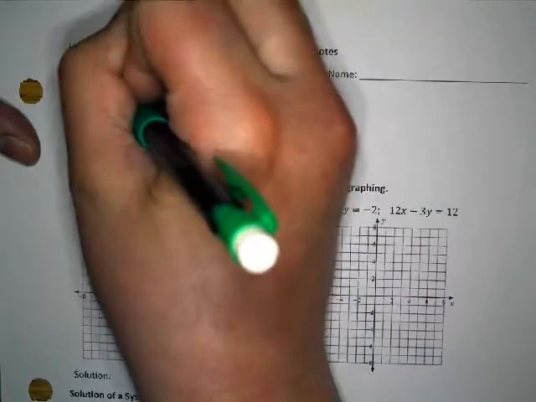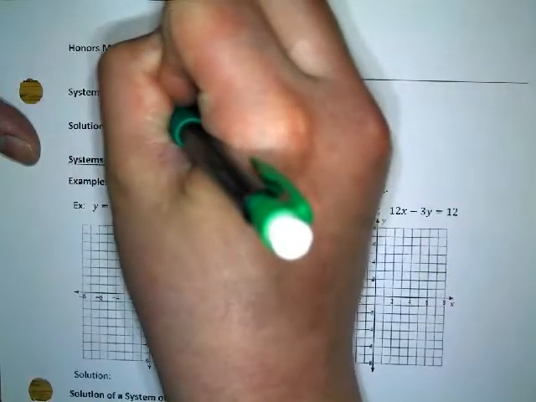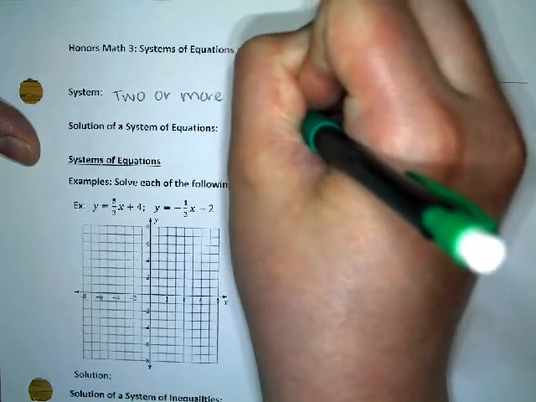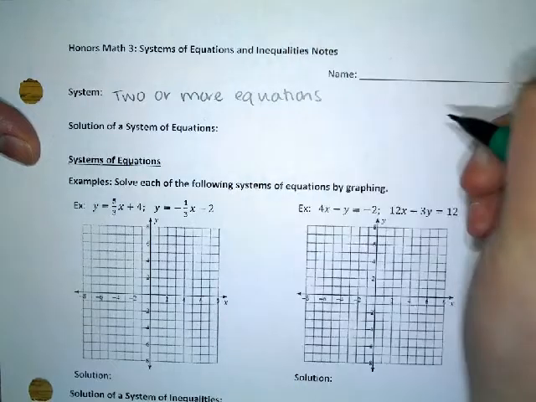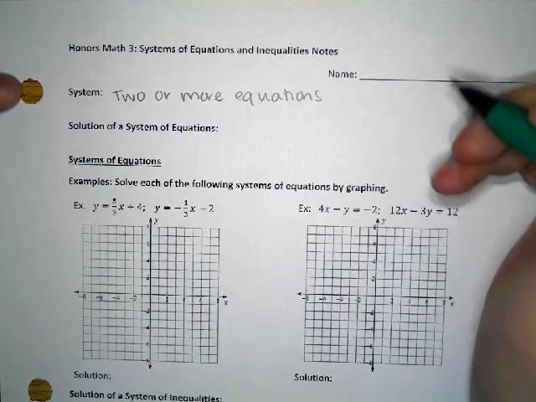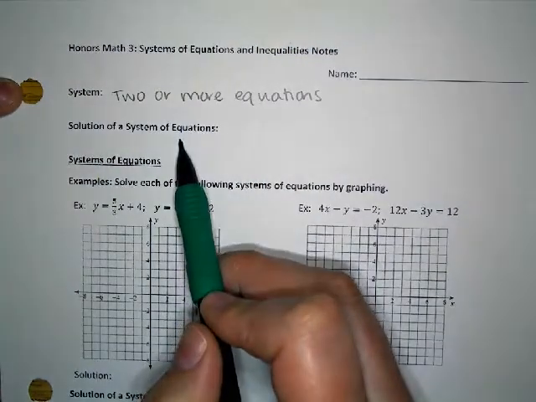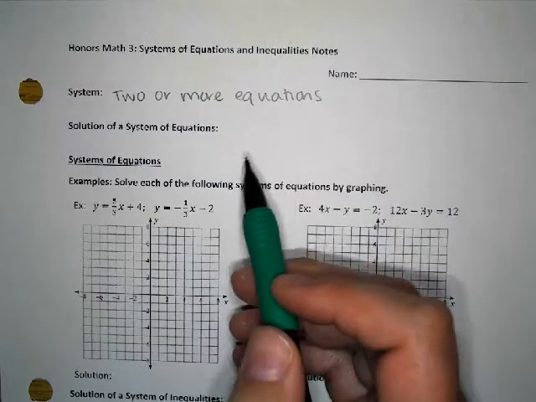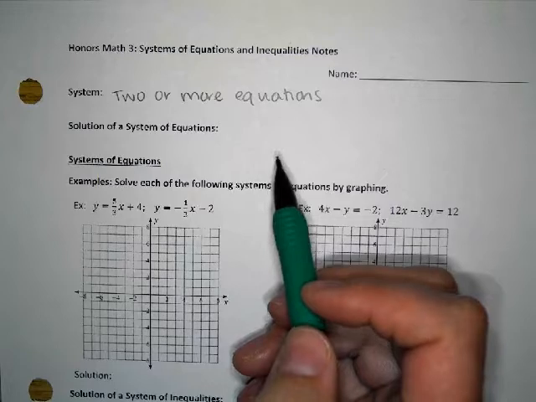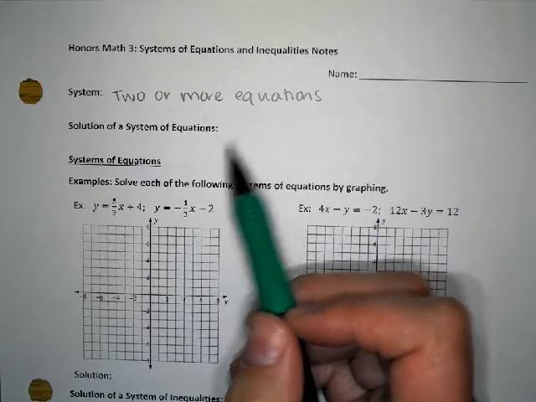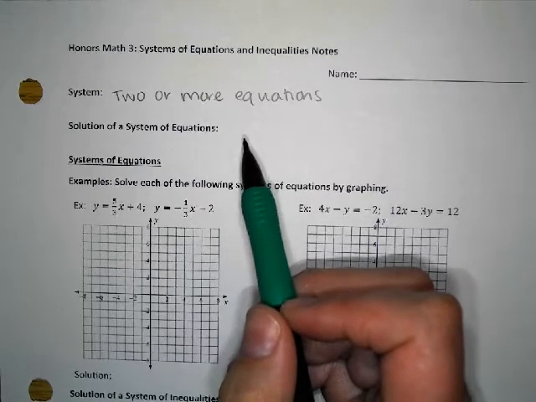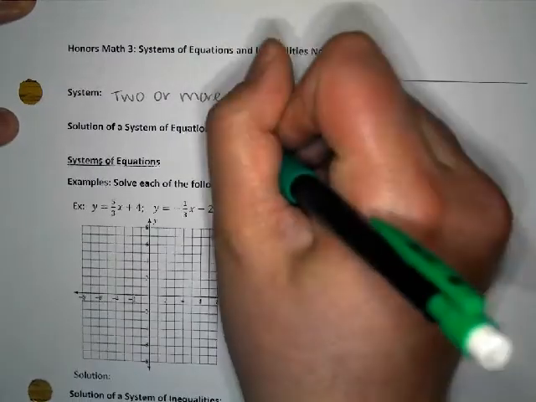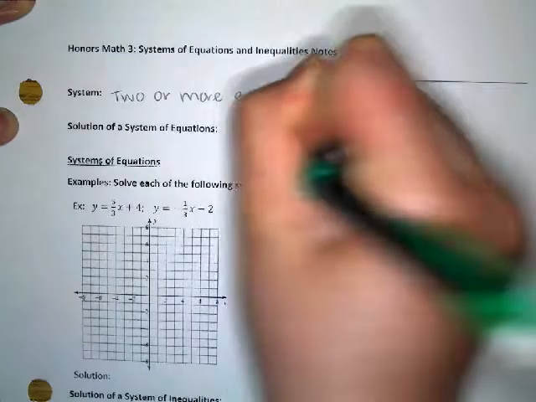So a system is two or more equations or inequalities. The solution of the system is when you graph those two or more equations, and you can see where they cross. The point where those 2 or 3 or 4 or 5 equations cross, the single point where they cross, is the solution.